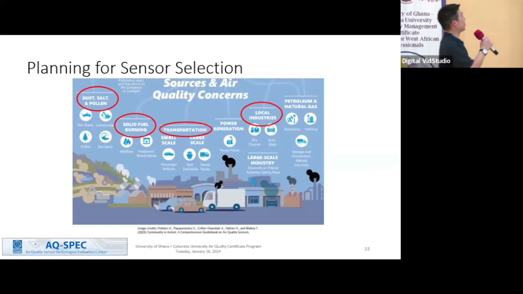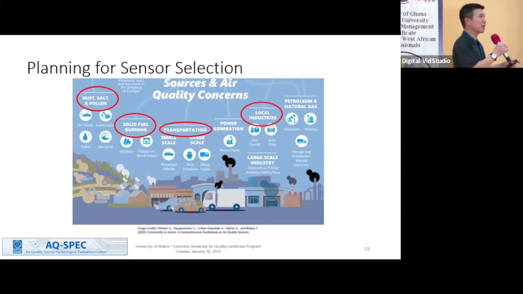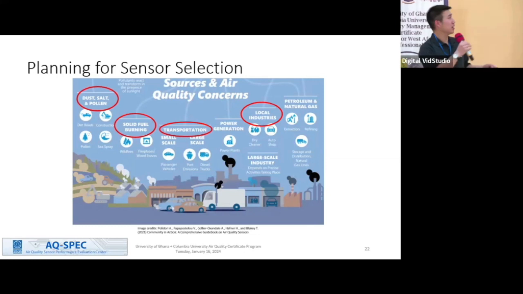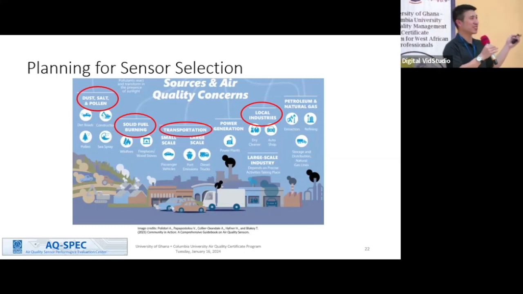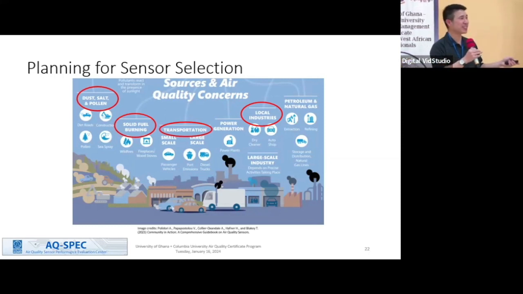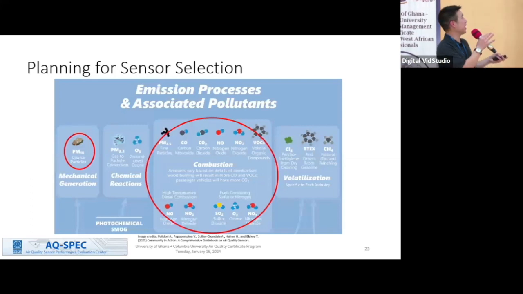So just part of this planning for your sensor selection, which is the question of what pollutants you are concerned about and what sources you are concerned about, here are some possible sources to think about. I think probably for this region, dust is an obvious one, solid fuel burning, transportation. And then for each of those sources, they have connections to which pollutants are typically associated with them. For dust, that might be your PM10. For your combustion processes, like your solid fuel burning, that might be all of these.